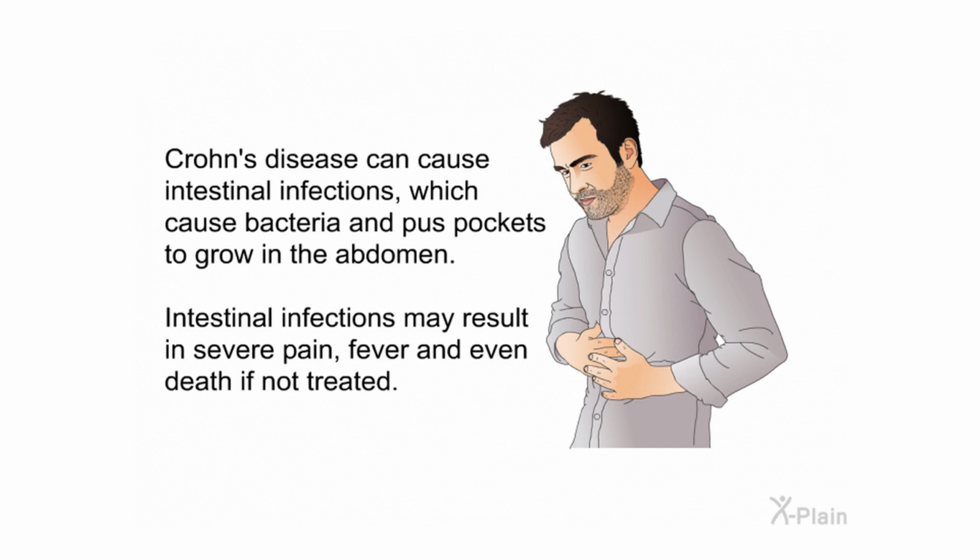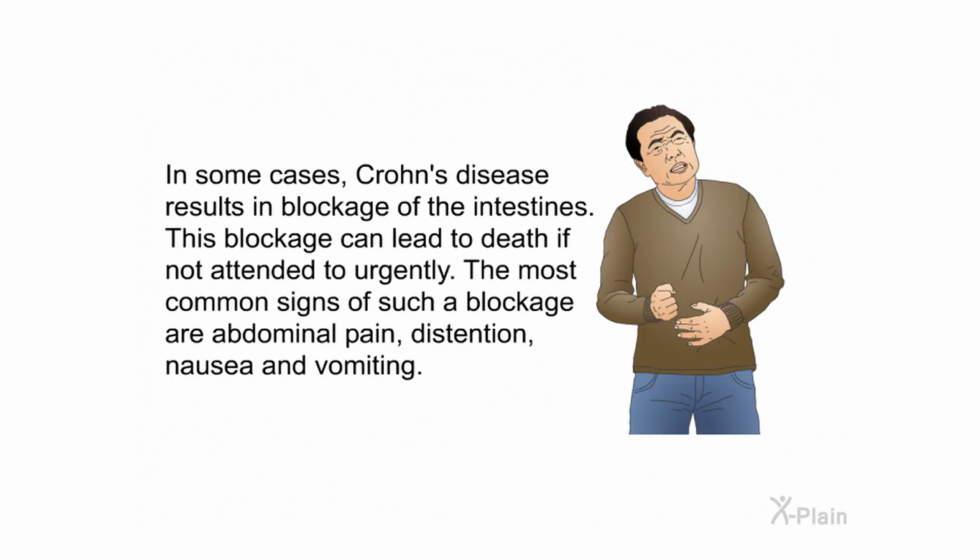Crohn's disease can cause intestinal infections, which cause bacteria and pus pockets to grow in the abdomen. Intestinal infections may result in severe pain, fever, and even death if not treated. In some cases, Crohn's disease results in blockage of the intestines. This blockage can lead to death if not attended to urgently. The most common signs of such a blockage are abdominal pain, distension, nausea, and vomiting.